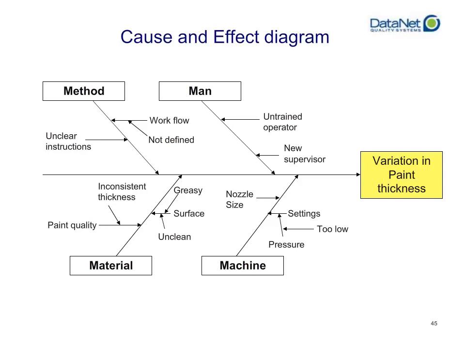In this case, for method, we have unclear instructions, a non-defined workflow. For man, untrained operator, new supervisor. For material, you have inconsistent thickness because of the paint quality. Therefore, you get variation in paint thickness. Then for material, the surface could be greasy or unclean. Therefore, you're going to get variation in paint thickness. For the machine, the nozzle size could be wrong or not properly calibrated. The pressure is either too low or too high, and that could be a setting issue.